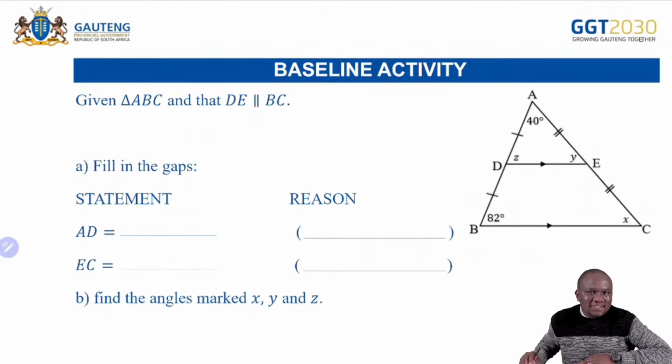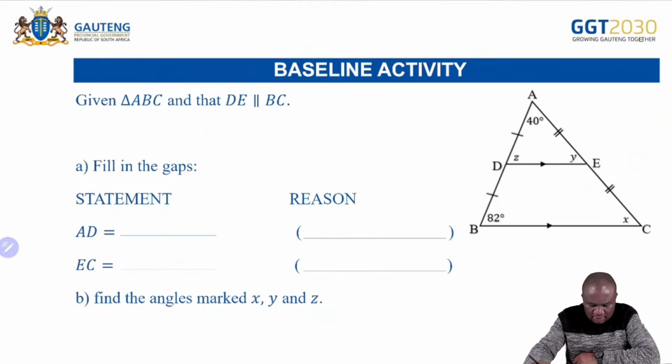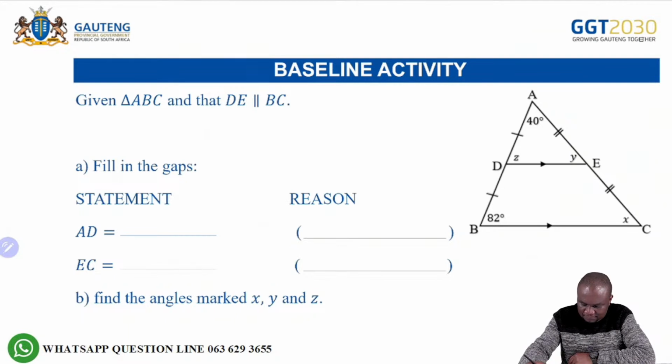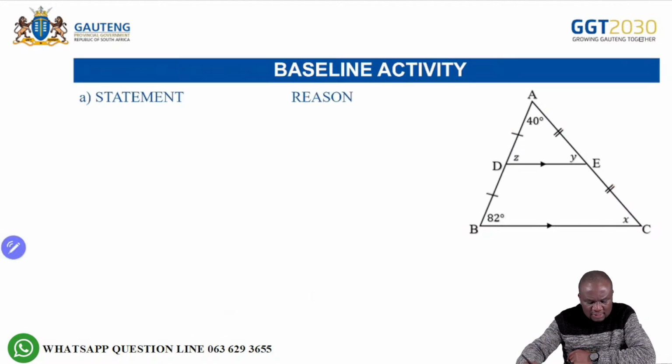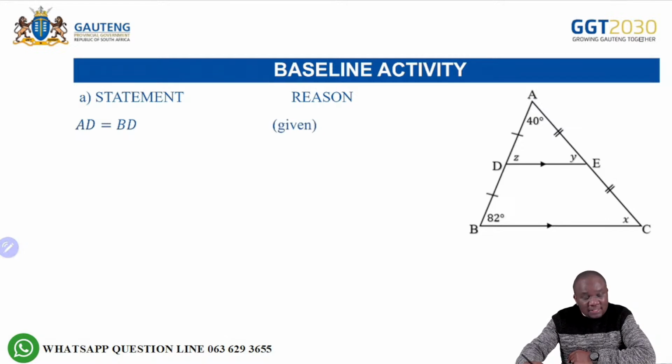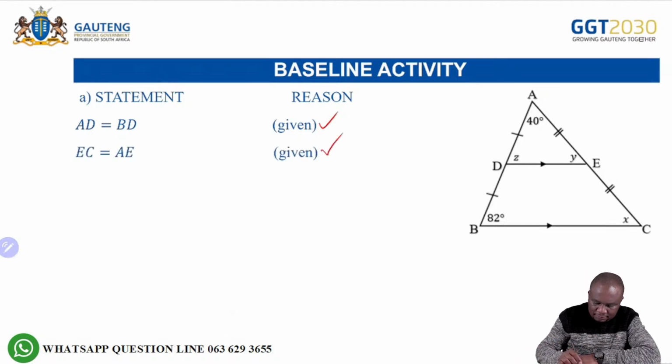Right, welcome back, learners. Was it difficult? Let's mark our work. This marking here means the two line segments are equal. AD is equal to BD, and the symbol here shows that AE is equal to EC. We're given that. So we can say AD is equal to BD, given. Please mark that. The reason must be there. And then AE is equal to EC, given.